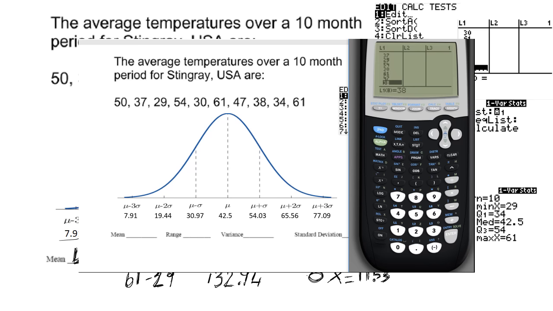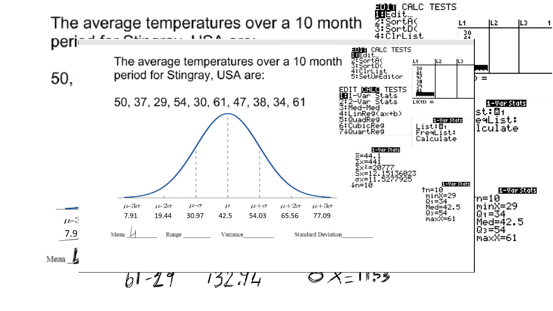After entering data, go ahead and hit Stat again. This time go to Calculate and select one variable statistics. That's the first one, one variable statistics. Go ahead and hit Enter, and you should hit Enter until you get the answers. The x with the bar over is the mean. Mean value for our equation would be 44.1. So we can write 44.1.